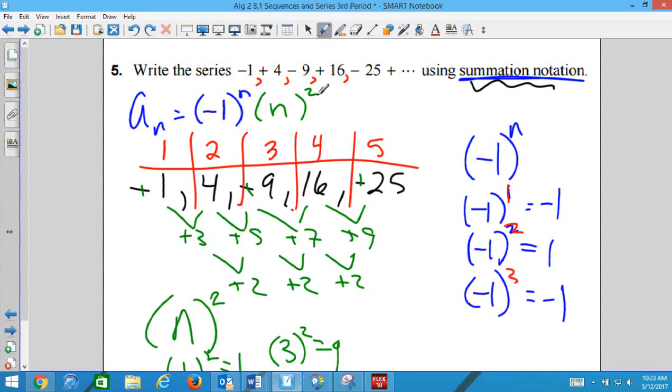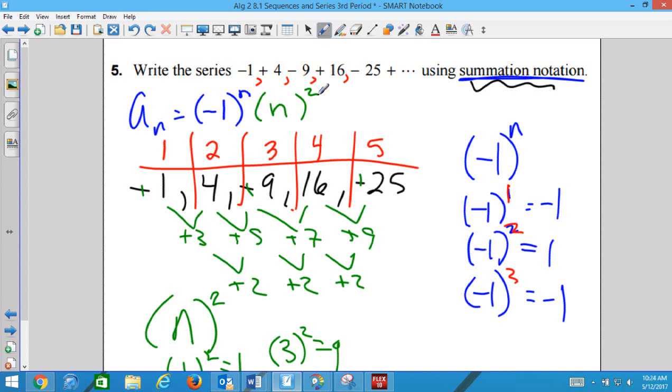Nope, because you have to have -1 to an exponent also, so that we can switch it between negative or positive. If every single one of them was negative, then I'd have a -1 in front. Since they're switching, we need that -1 to also change. If I had just negative numbers the whole time, I wouldn't need the n power. I would just have -1 in front.